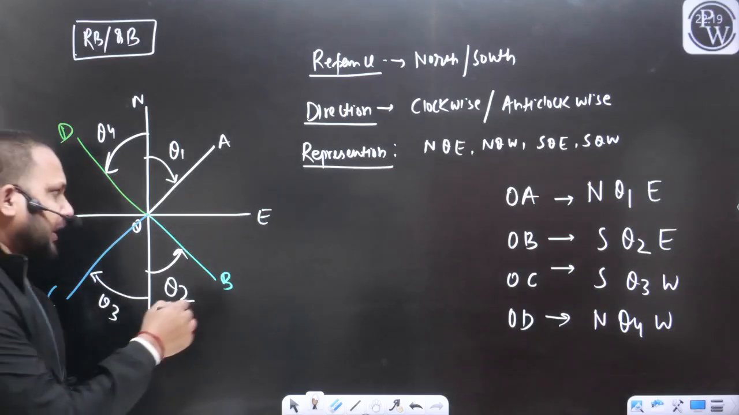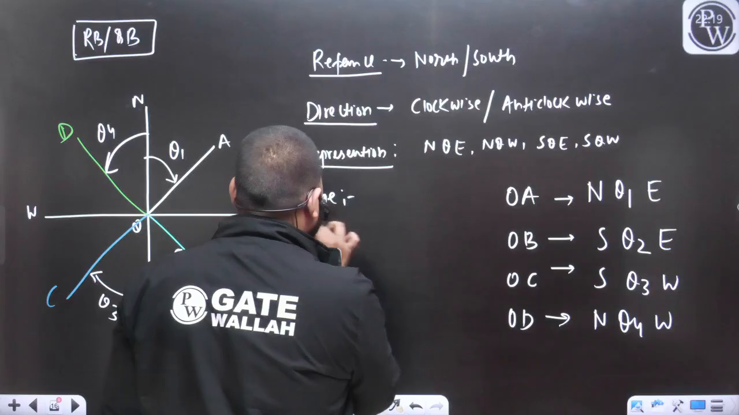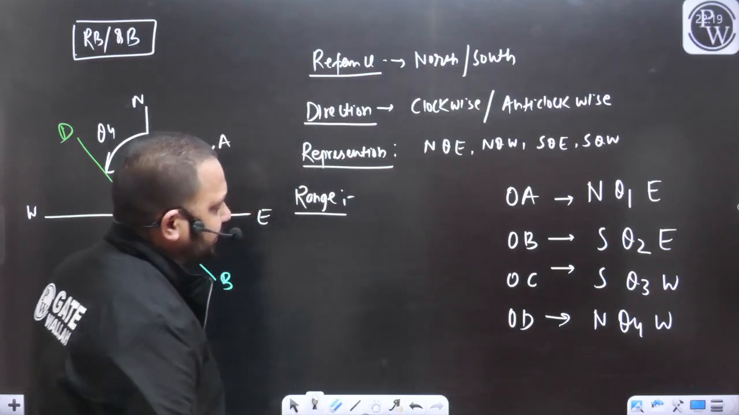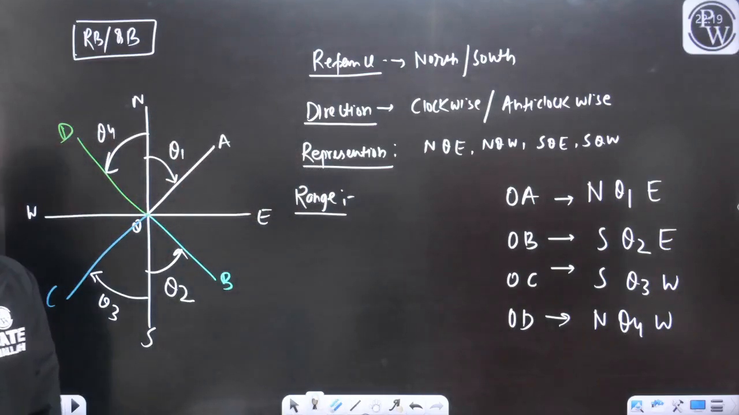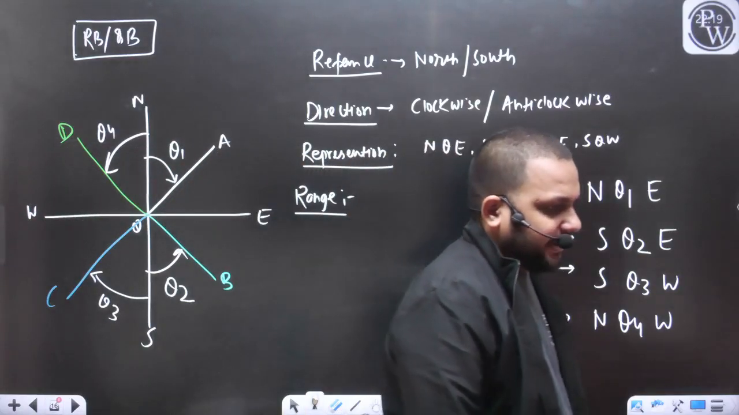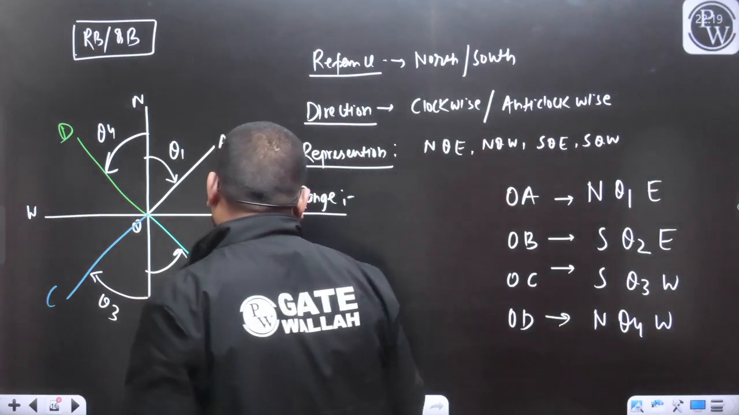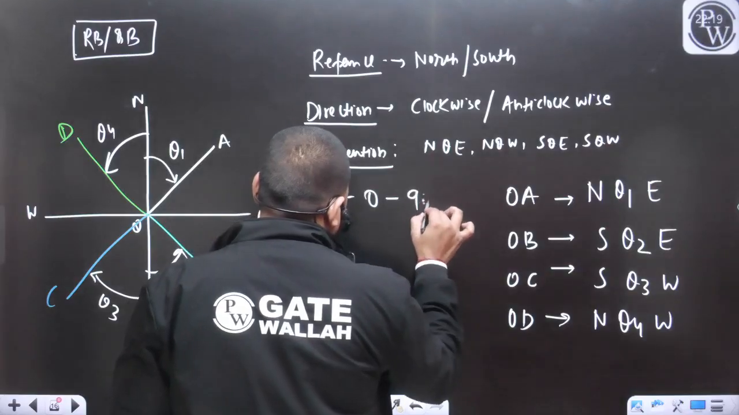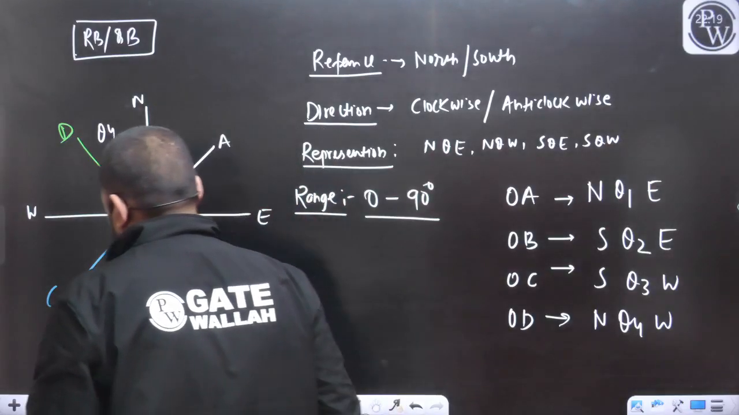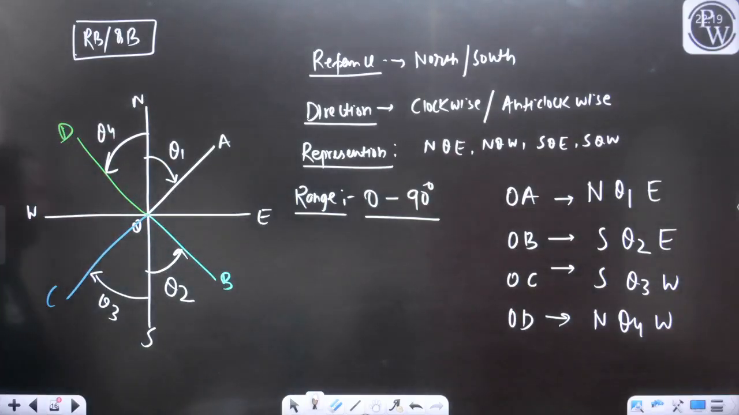Can you tell me what will be the range of the bearing of any line in the case of the RB or QB system? What will be the range of bearing of any line if we are representing the bearing in the RB or QB system? Yes, the range will vary from 0 to 90 degrees.